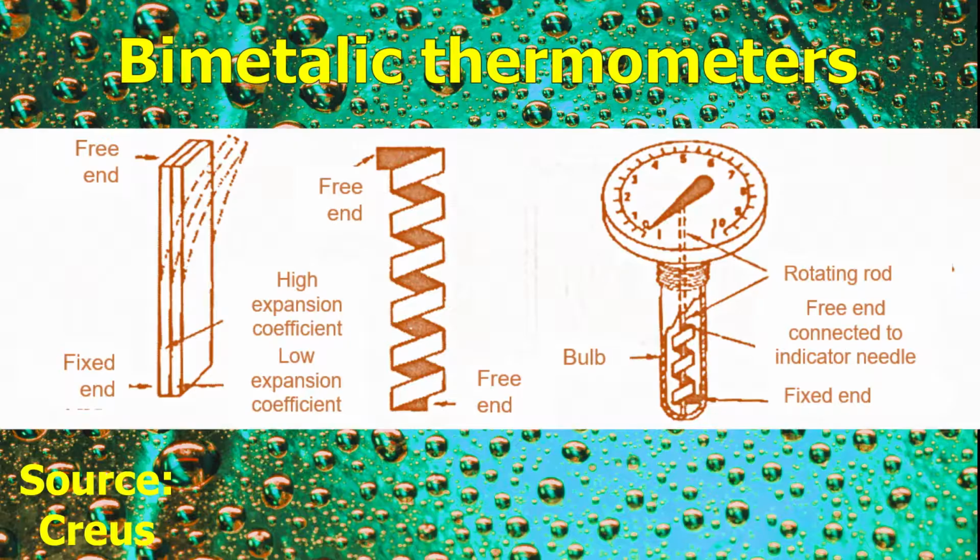Bimetallic thermometers are based on the different coefficient of expansion of two different metals, such as brass, monel or steel, and ferronickel or invar alloy rolled together. Bimetallic sheets can be straight or curved, forming spirals or helices.